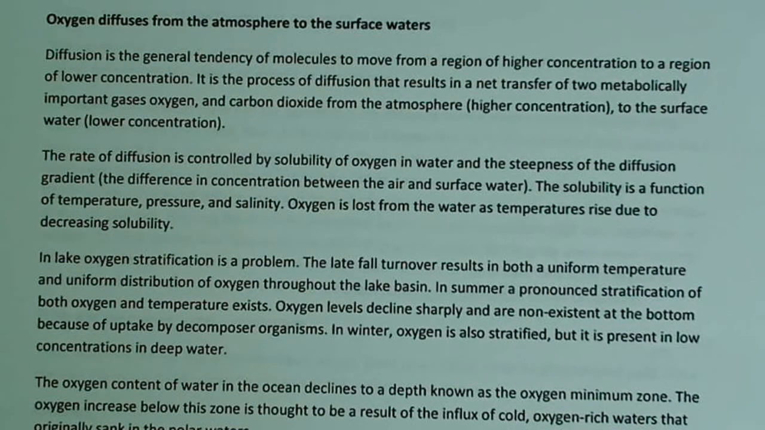In the lake, stratification is a problem. The late fall turnover results in both a uniform temperature and a uniform distribution of oxygen throughout the lake basin. So in summer, a pronounced stratification of both oxygen and temperature exists. So oxygen levels decline sharply and are non-existent at the bottom because of the uptake by decomposer organisms. In winter, oxygen is also stratified, but it is present in low concentrations in deep water.